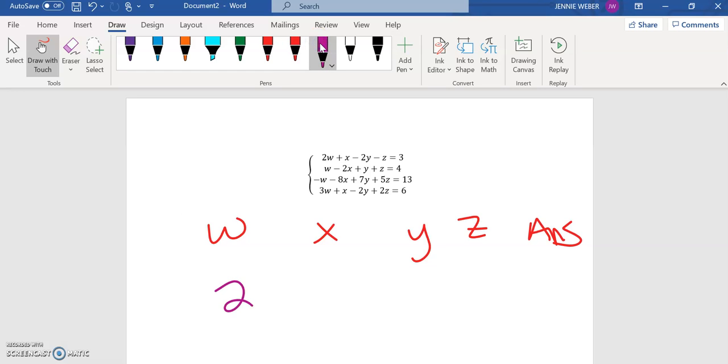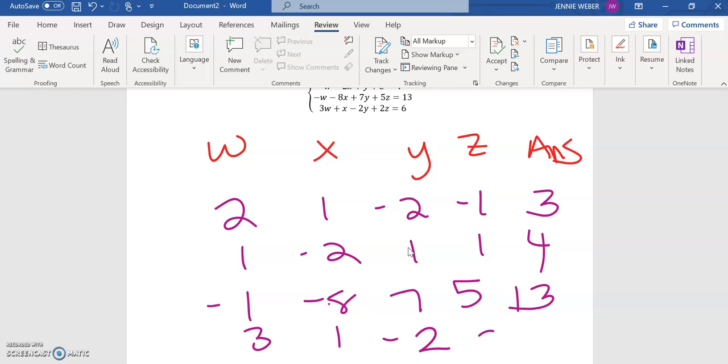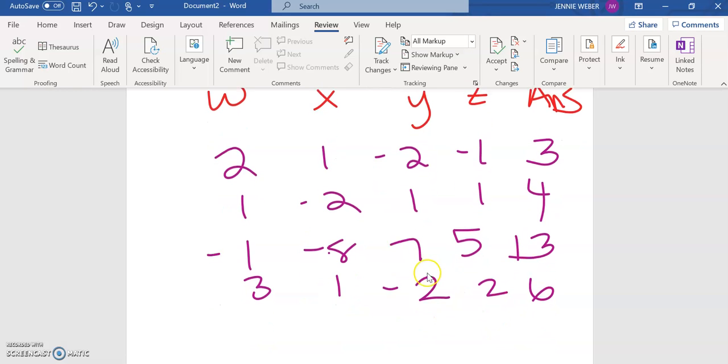And so then I'm going to get 2, 1, -2, -1, 3, 1, -2, 1, 1, 4. And then my next row is -1, -8, 7, 5, 13, 3, 1, -2, 2, 6. So this is my matrix, okay?